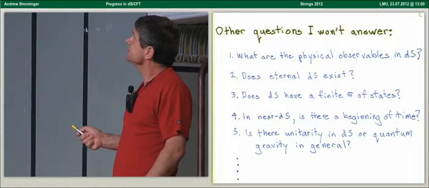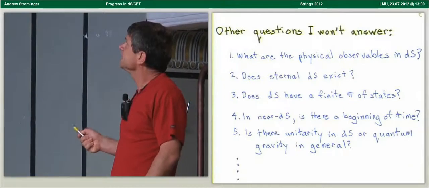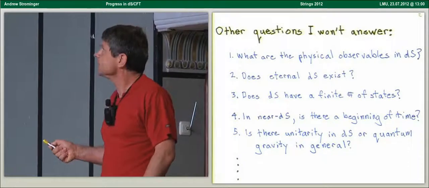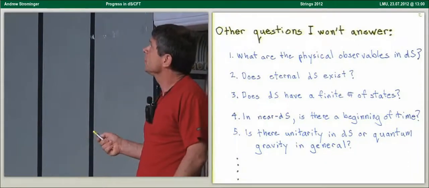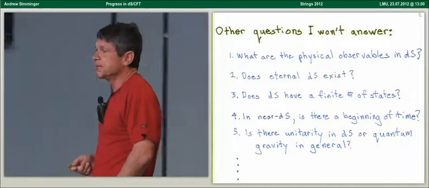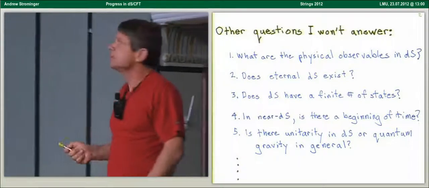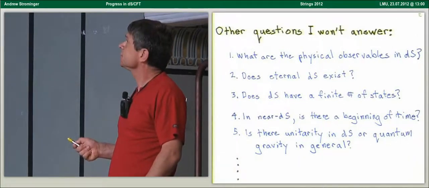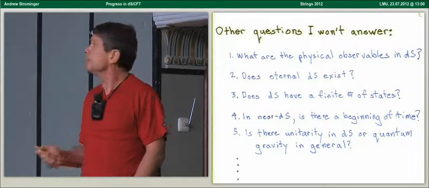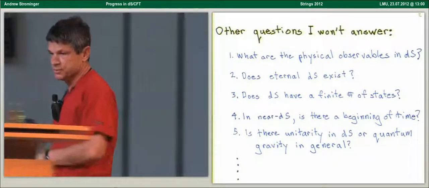And in such near de Sitter universes, there's a classical theorem of Guth and Vilenkin that as you go backward in time, under some generic circumstances, the matter will concentrate and there'll be some kind of Big Bang, suggesting that there's a beginning of time. And if there's a beginning of time, the question arises: is there such a thing as unitarity in de Sitter space? What do we mean by unitarity in de Sitter space? And what do we mean by unitarity in quantum gravity in general?